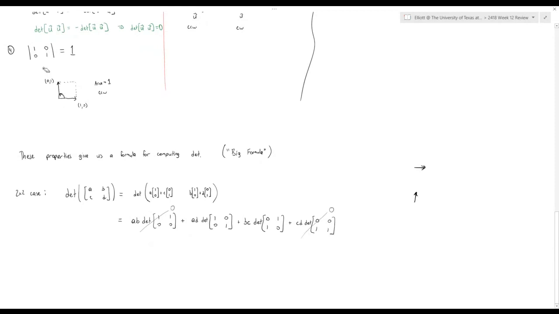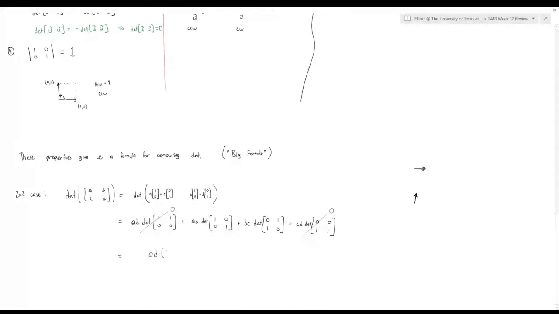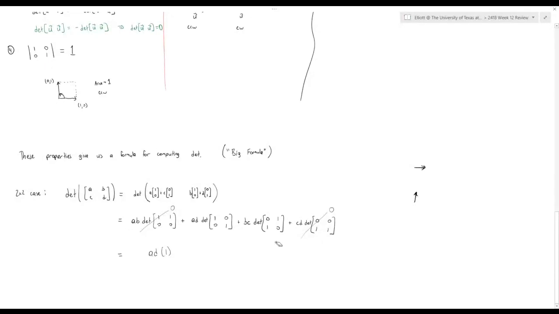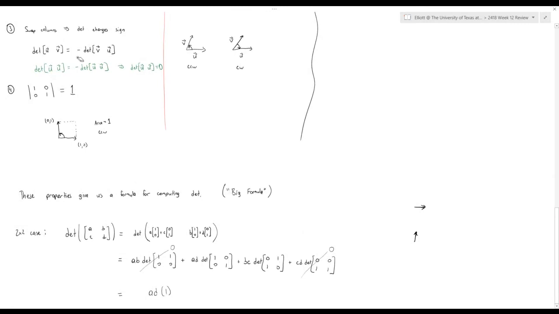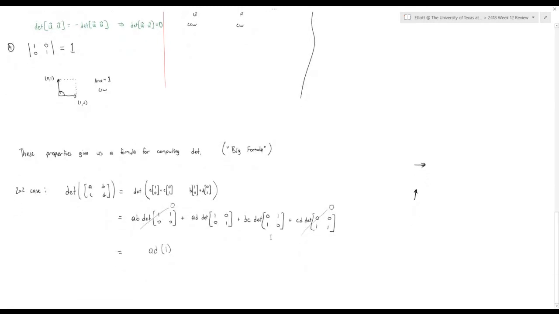Likewise, we know that the determinant of the identity matrix should be 1. So this is going to be like AD times 1. And then here, this is the identity matrix, but with the two columns swapped. Because the two columns have been swapped, that adds a negative sign to the determinant. So instead of the determinant being +1, the determinant of that matrix is -1. And that's how we get that formula for a 2x2 that we've talked about earlier, AD minus BC.